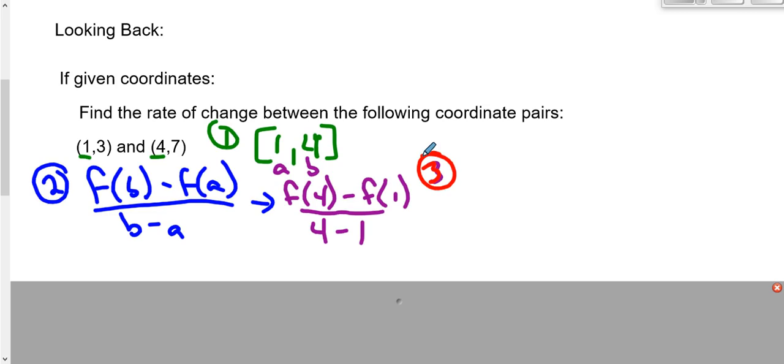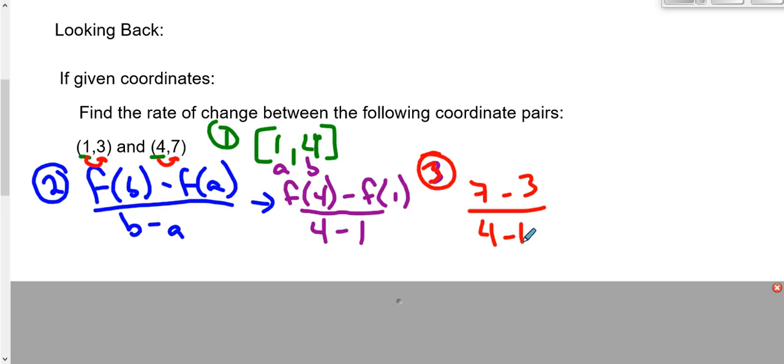So if I say that I'm plugging in 4 and getting out f of 4, that's actually where I'm looking at my coordinate pair and saying, okay, if I plug in 4, what do I get out? And I get out the number 7. So this f of 4 is going to turn into the number 7 in my formula. And then if I plug in the number 1, I'm going to get out the number 3. So my f of 1 is going to turn into the number 3. That's what I get out of my coordinate pair. And the bottom is still 4 minus 1.